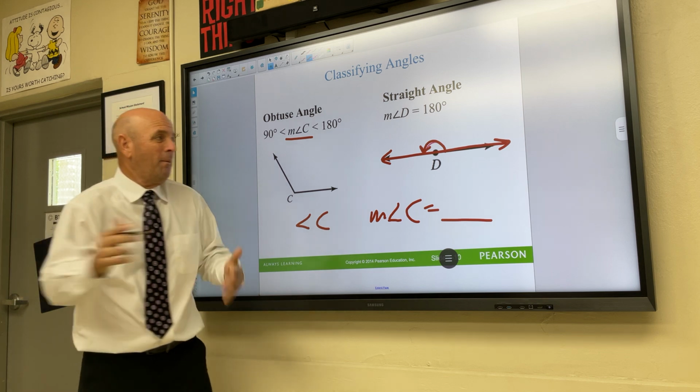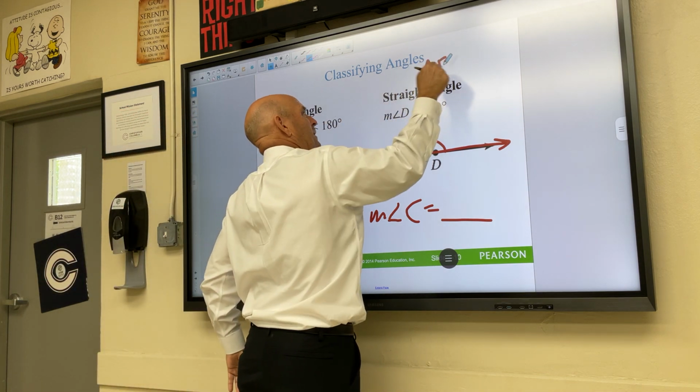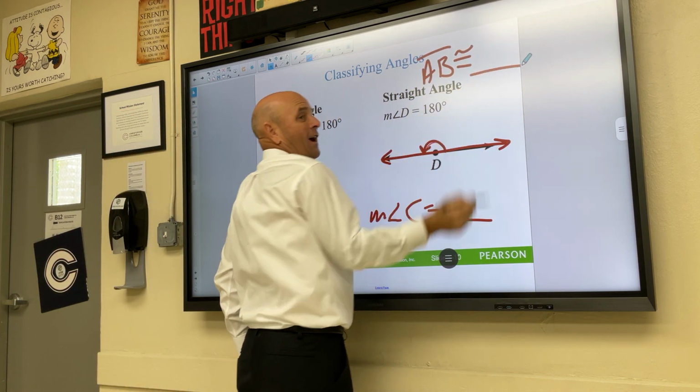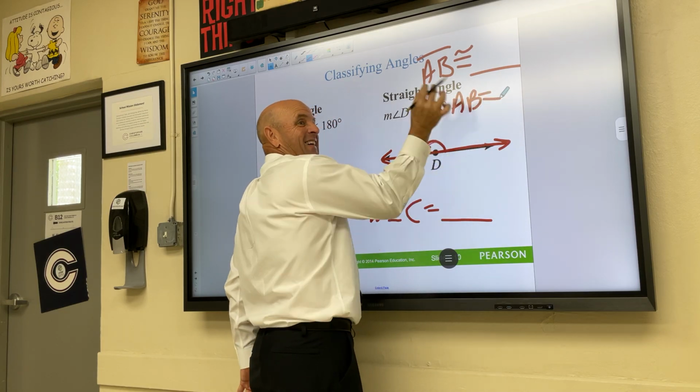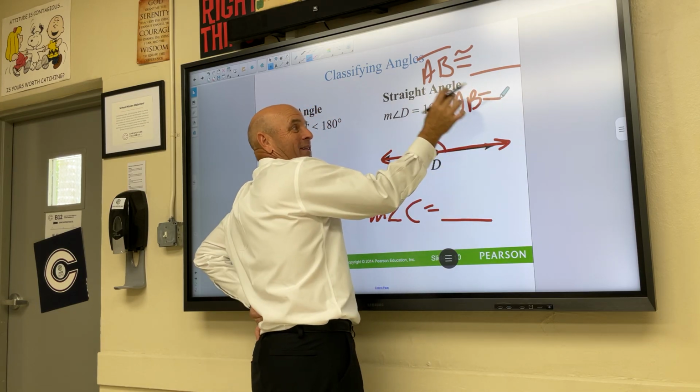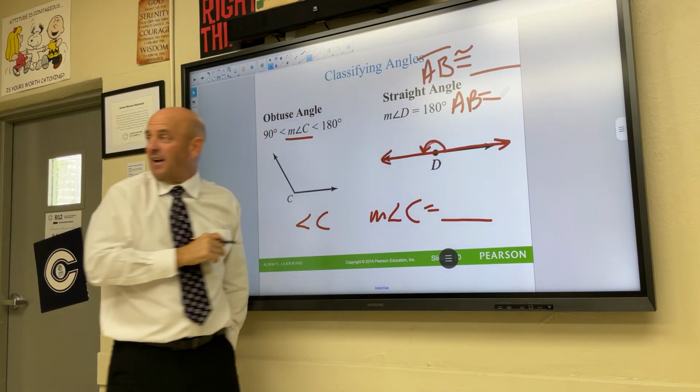the angle. Remember this before with a segment? If I put AB congruent, you would put a segment, right? But when I put AB, I was referring to what? The length, the measure, right? How long is AB? It's kind of like that here, right?